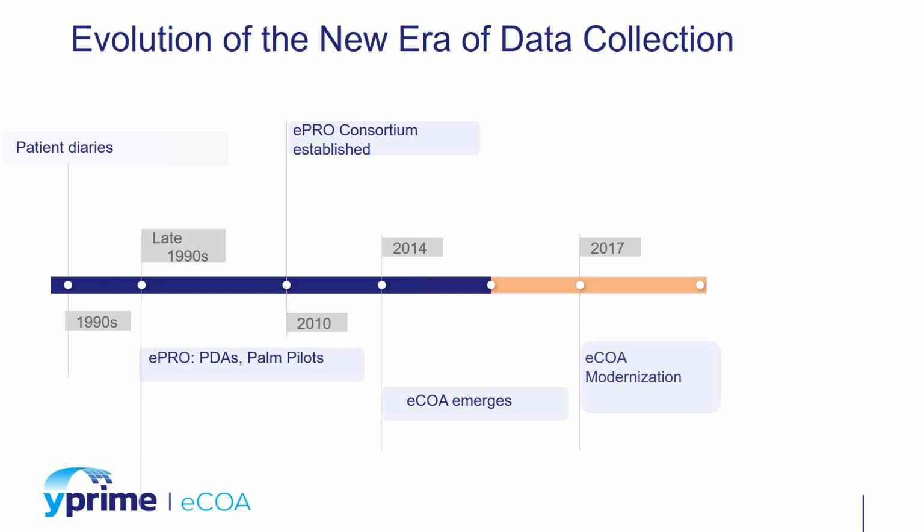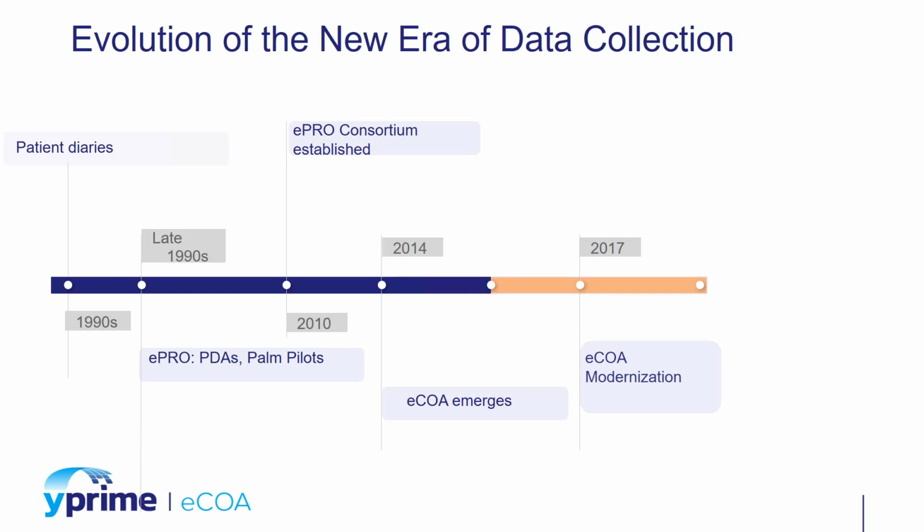So I wanted to take a brief look at where paper and electronic diaries started and how they have evolved over time. During my 11 years in the eCOA industry, I've seen a lot of things change. Now, many have changed for the better, but some have changed for the worse. And during this presentation, I'm going to discuss how we can take advantage of the better while leaving the worst behind.